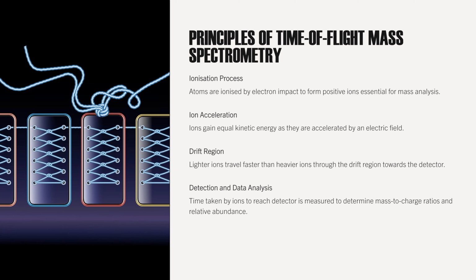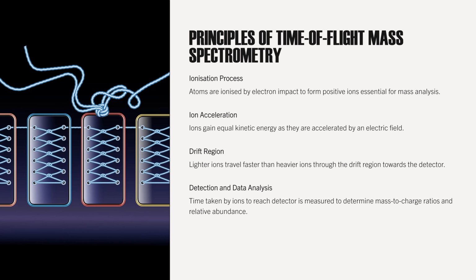Time-of-flight, TOF, mass spectrometry is an analytical technique used to identify isotopes and determine relative atomic mass. In a TOF mass spectrometer, atoms are first ionized, usually by electron impact, forming positive ions. These ions are then accelerated by an electric field so that all ions gain the same kinetic energy. The ions enter a drift region where they travel towards a detector. Because all ions have the same kinetic energy, lighter ions travel faster than heavier ones and reach the detector first. The time taken for each ion to reach the detector is measured and used to calculate the mass-to-charge ratio, m/z.